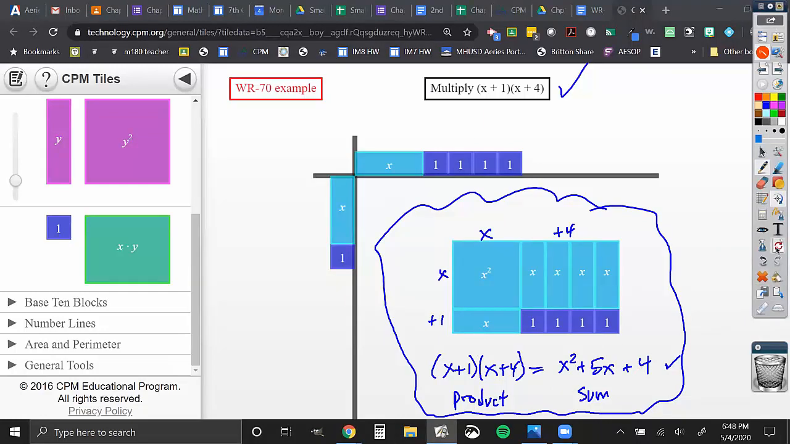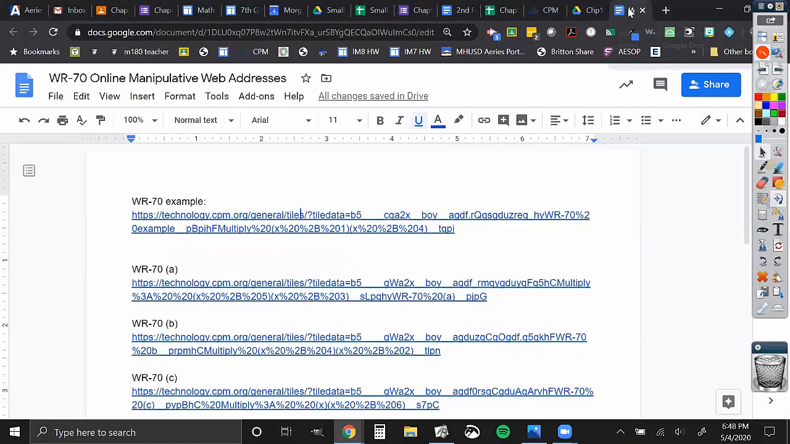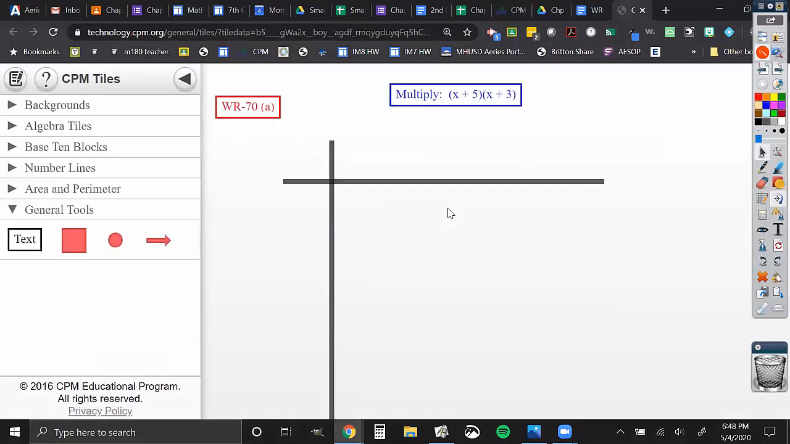Okay, let's do one more of these. I'm going to go ahead and put that away here. The next problem we're going to do is problem A on your worksheet, on the WR70 worksheet. It looks something like this. Multiply x plus 5 by x plus 3.